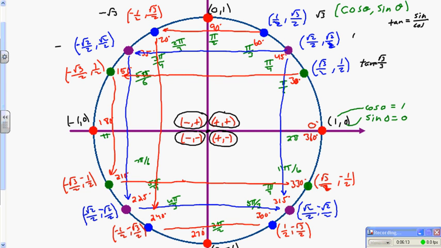Again, I'm just reflecting them across the y-axis. In the third quadrant, they're both negative, so we will have a positive tangent again. Fourth quadrant, they're different signs, so I will reflect, and again, they will be negative.